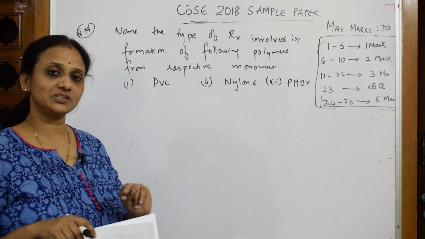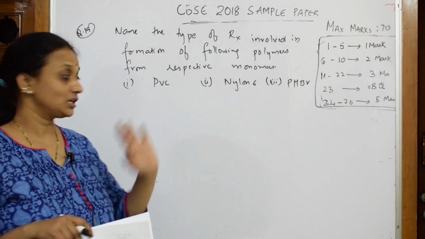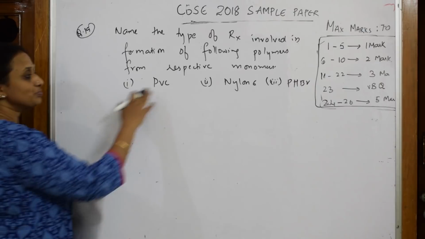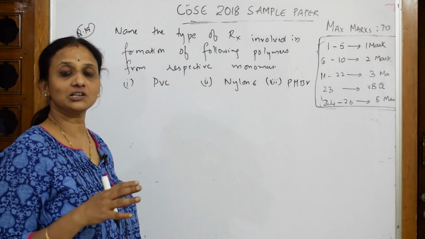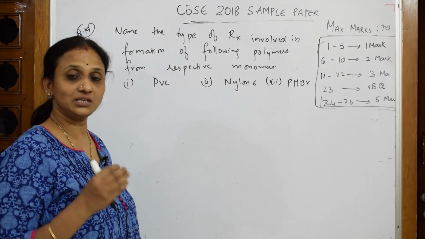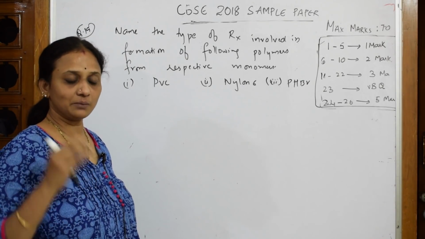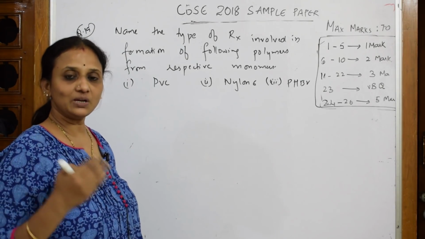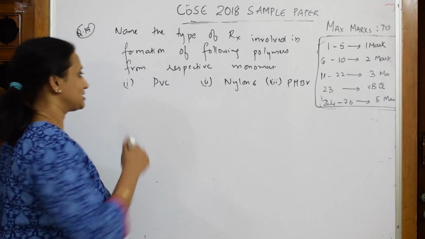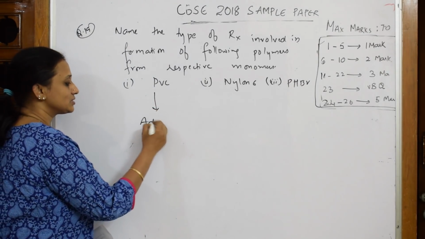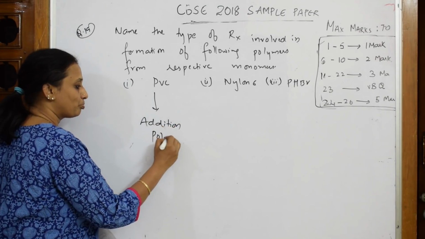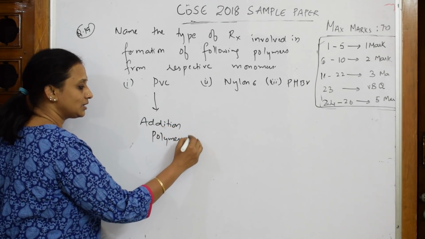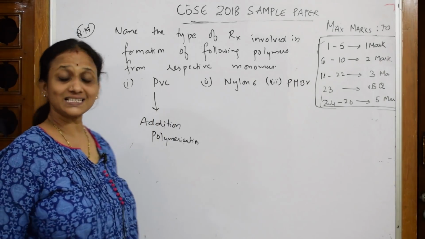So what are the types? Addition polymerization and condensation polymerization. Here they've given examples. Whenever you see polyethylene, polyvinyl chloride (PVC) or tetrafluoroethene, remember one important thing: poly means many, and that happens only in addition polymerization. So the type of polymerization is addition polymerization. Done.